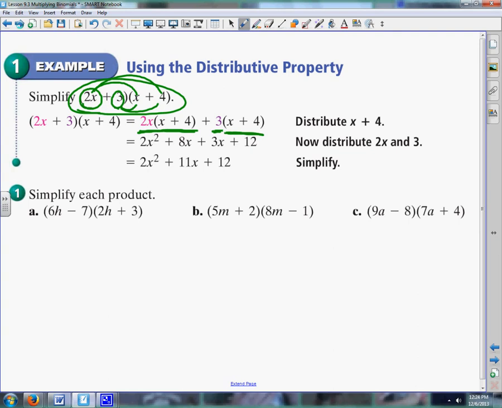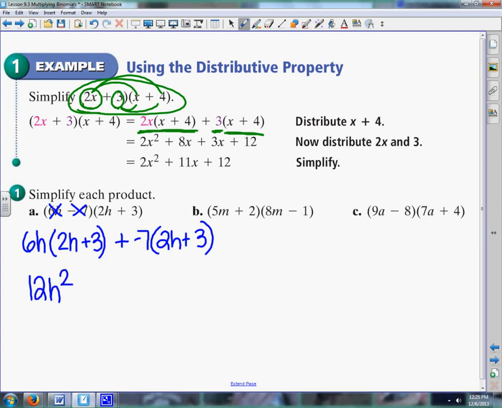So I'll show you how to do A. I'm going to do 6h times 2h plus 3, plus negative 7 times 2h plus 3. So you're just breaking this up into two pieces, and I'm multiplying each of them by the second one. So 6h times 2h is 12h squared. And 6h times 3 is 18h, plus negative 14h, minus 21.